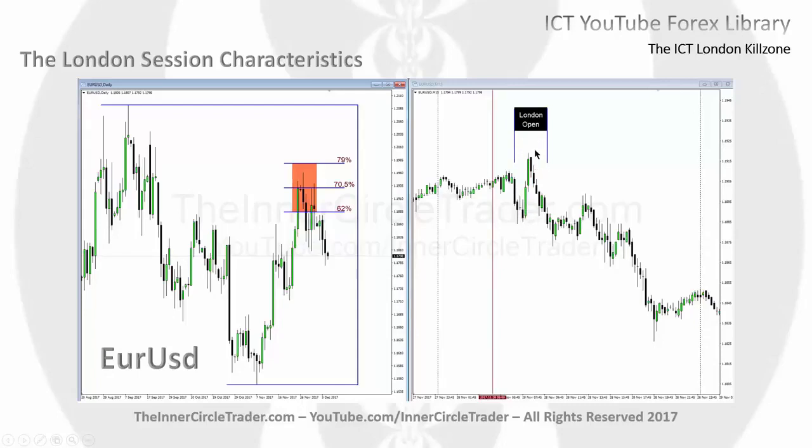That's where we'll sell. Notice also that we have equal highs in here, about 10 pips above this short-term high. That gives us the high of the day. At the same time, we would reasonably expect to see London Open create the high of the day. Why should the daily bias be bearish? Because it's been going bullish here.